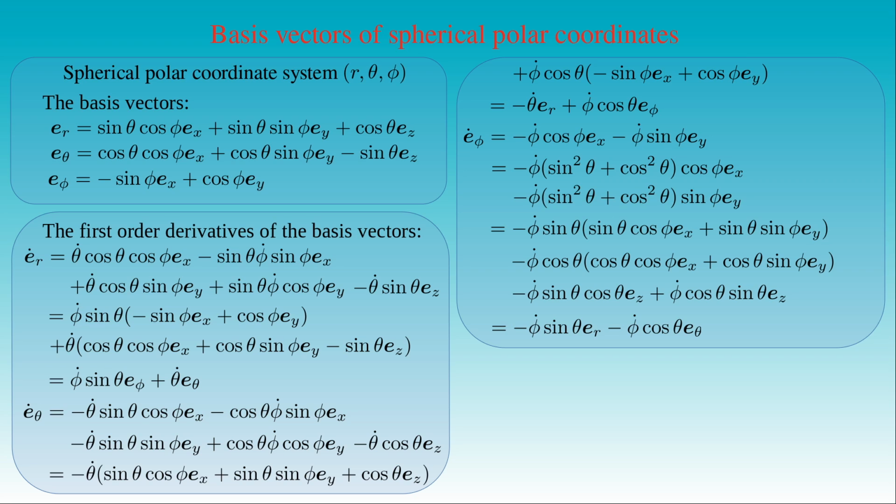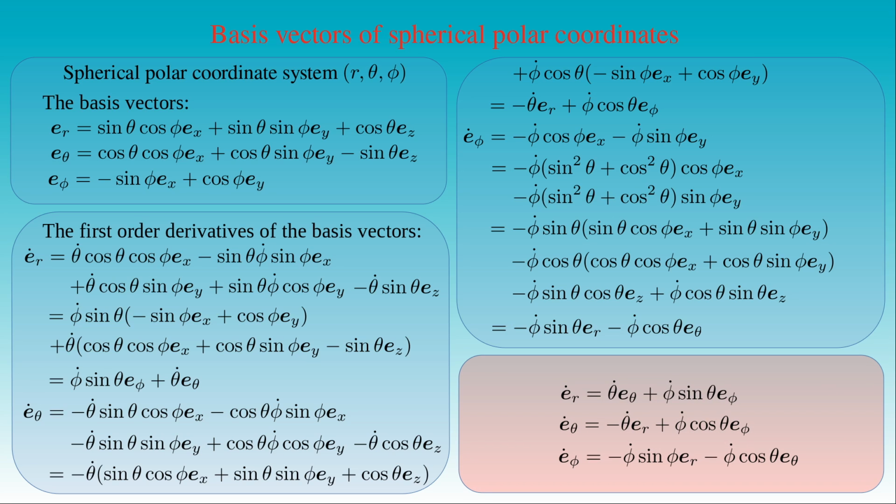Now we see that we could express the derivatives of the basis vectors in terms of the basis vectors themselves. The derivative of the basis vector er is the linear combination of the basis vectors e theta and e phi, where the coefficients of the vectors are functions of the angular coordinates and their derivatives. The derivative of the basis vector e theta can be written as the linear combination of the basis vectors er and e phi with the coefficients depending on the angles and their derivatives. The derivative of the basis vector e phi is also a linear combination of the other two basis vectors, er and e theta, where the coefficients still depend on the angles and their derivatives.